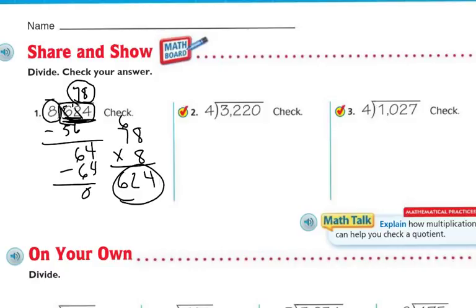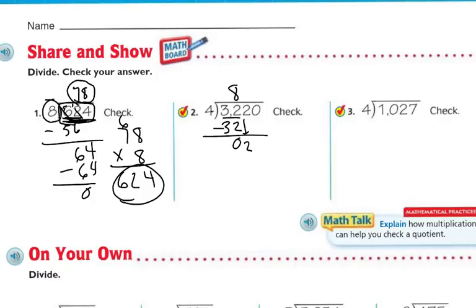Okay, now you're going to do the next one. Can 4 go into 3? No, not equally, right? So we're going to have to go to 32. 4 goes into 32 8 times. 8 times 4 is 32. I'm going to subtract. I get 0. I bring down my 2.